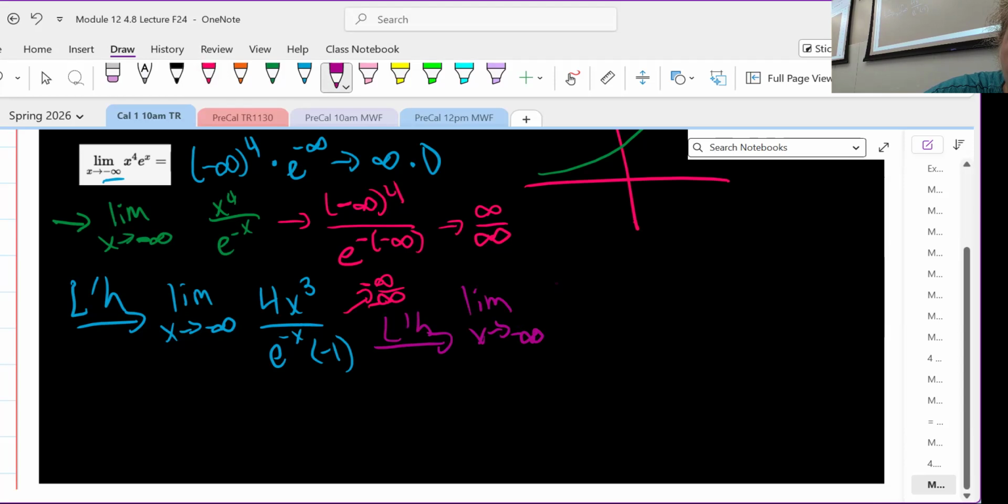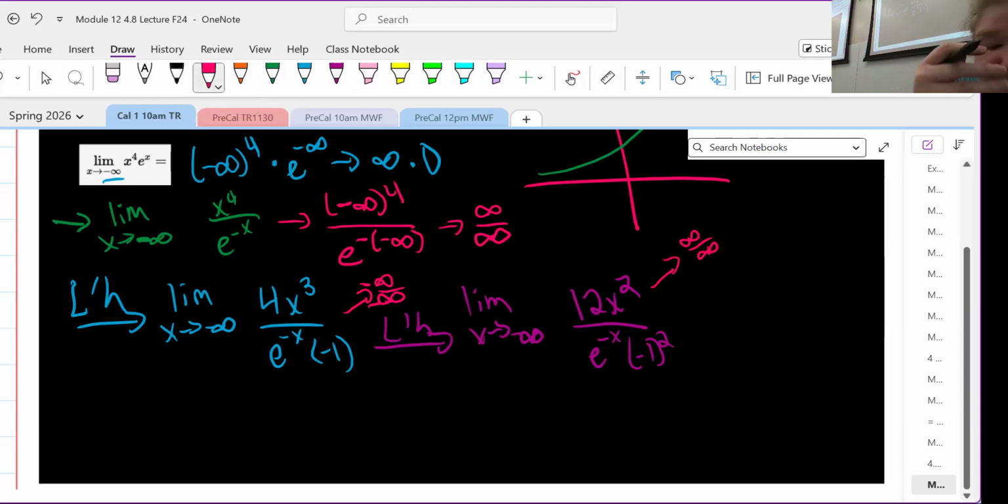So now we'll have 4 times 3 is 12x squared over e to the negative x times negative 1 times another negative 1 from the chain rule. So it'll be negative 1 squared. Another infinity over infinity, so another L'Hopital's rule.